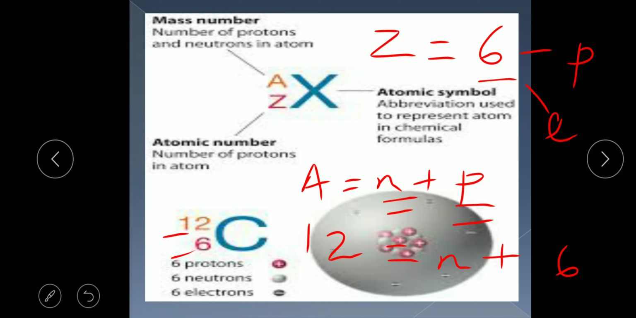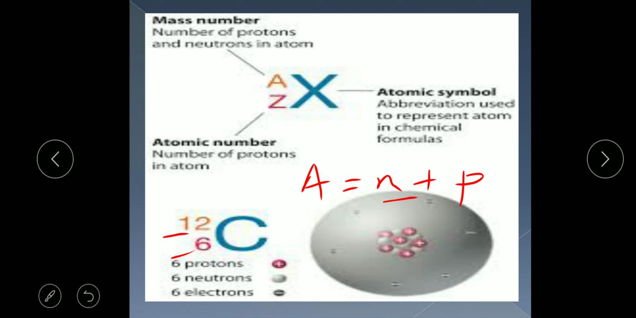So what will be the number of neutrons? Number of neutrons will be 12 minus 6 equals 6. So now you can tell me what is the number of electrons in carbon. The number of electrons or number of protons is equal to its atomic number, so that is 6. And what is the number of neutrons? 12 minus 6, that is A minus Z, so that will also be 6.